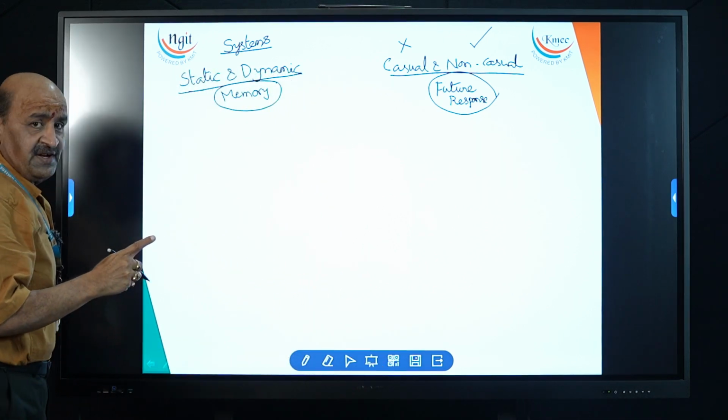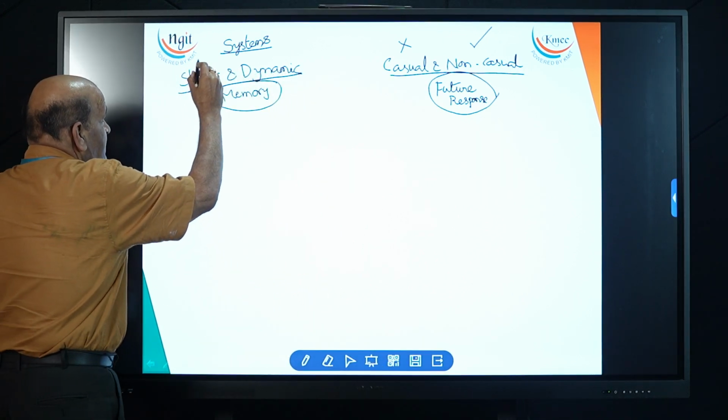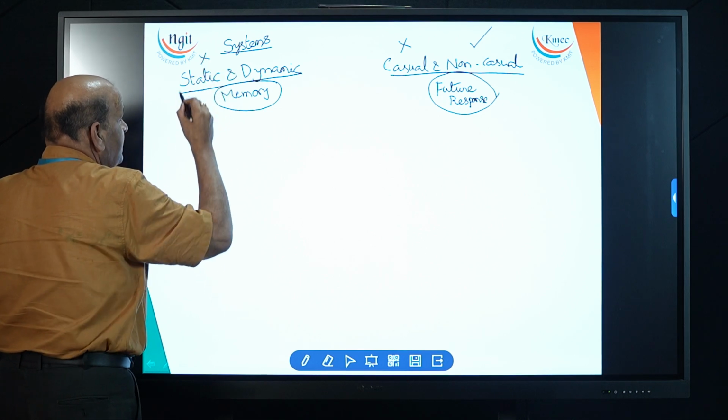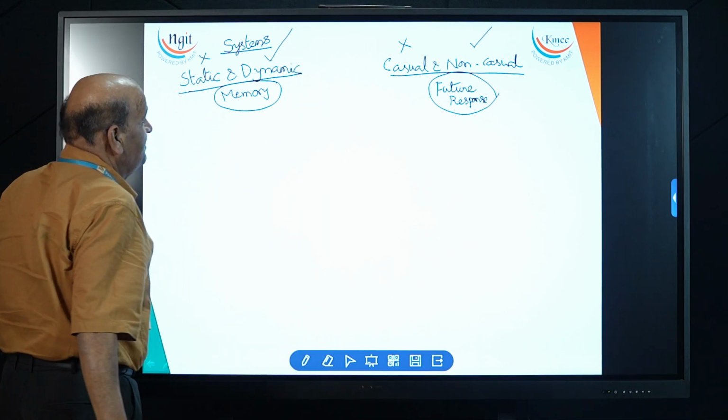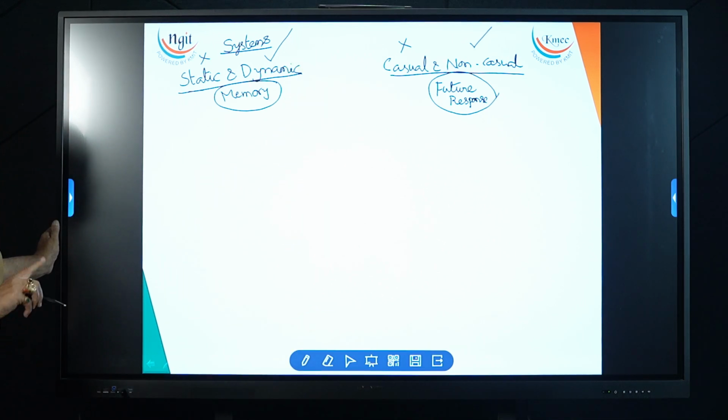This is very important. A system which doesn't have memory is called static. A system that has memory is called dynamic. This is the very important distinction between these two things. Students have to remember and understand.